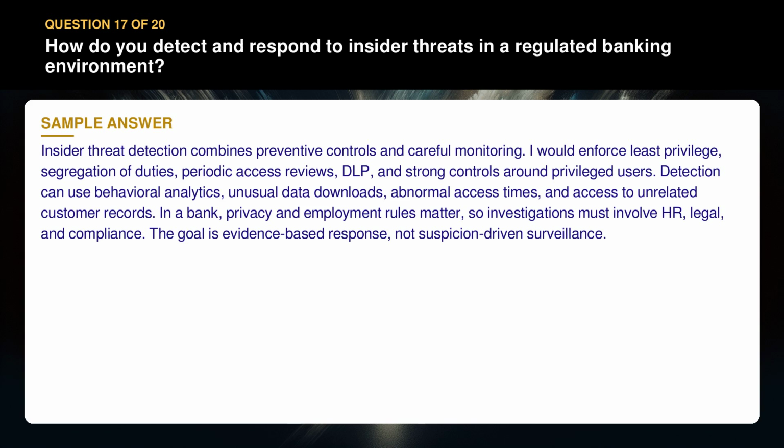Insider threat detection combines preventive controls and careful monitoring. I would enforce least privilege, segregation of duties, periodic access reviews, DLP, and strong controls around privileged users. Detection can use behavioral analytics, unusual data downloads, abnormal access times, and access to unrelated customer records. In a bank, privacy and employment rules matter, so investigations must involve HR, legal, and compliance. The goal is evidence-based response, not suspicion-driven surveillance.